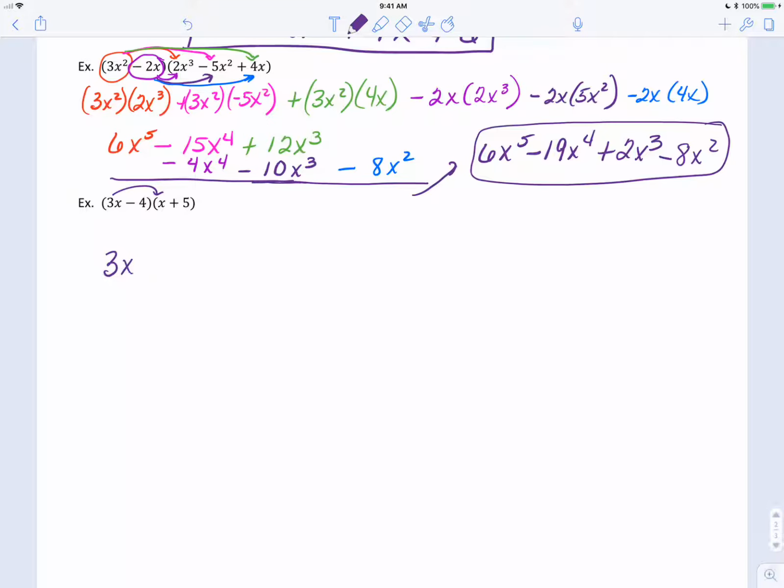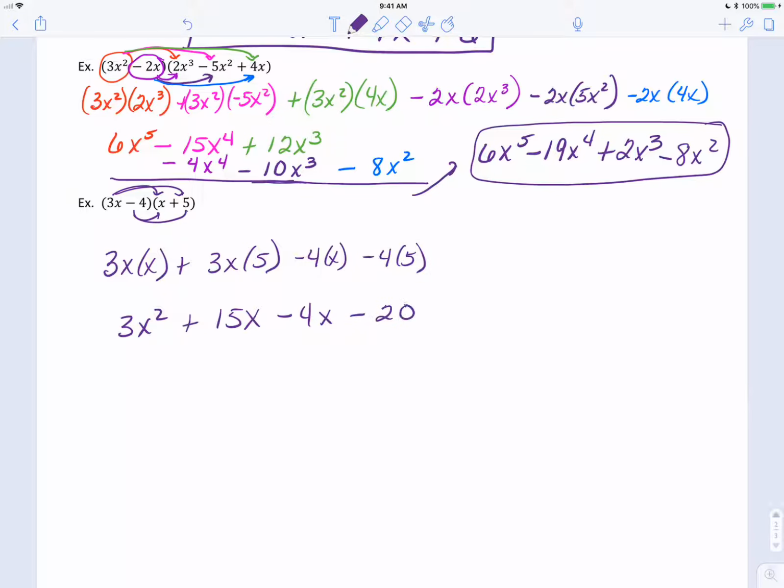So 3x times x gives us 3x squared. 3x times the 5 gives us 15x. So now negative 4 times the x gives us negative 4x, and negative 4 times the 5 gives us negative 20. So final answer, combining those like terms, 3x squared plus 11x minus 20.